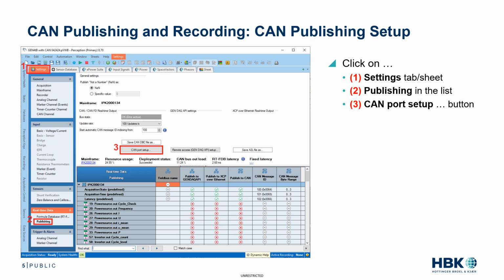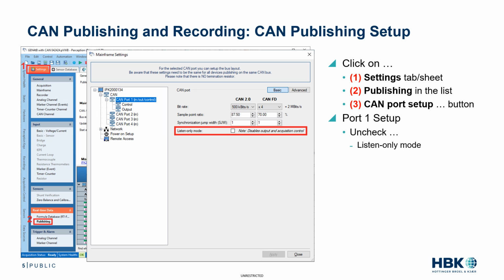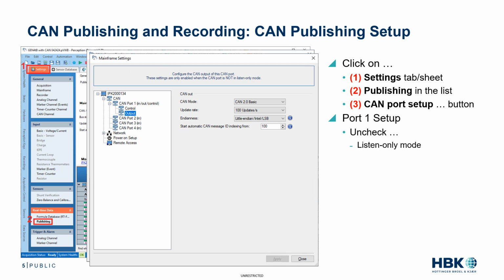Well, to set up CAN publishing, you'll need to click on the Settings tab sheet, then click on Publishing in the list, and then click on the button CAN Port Setup. And this will display the mainframe settings window. Now, to set up CAN publishing, we'll need to click on CAN Port 1 in Out Control, and we'll need to uncheck the Listen Only mode so that the output is enabled. Now we'll need to click on the output for port 1 to see the CAN mode, the update rate, and other CAN parameters that can be changed. However, we'll stick with the default shown here.